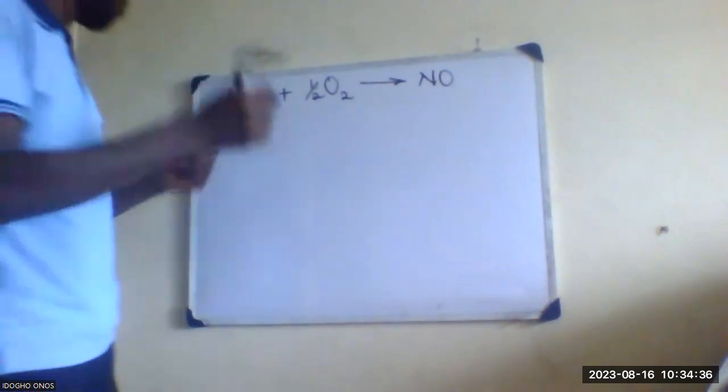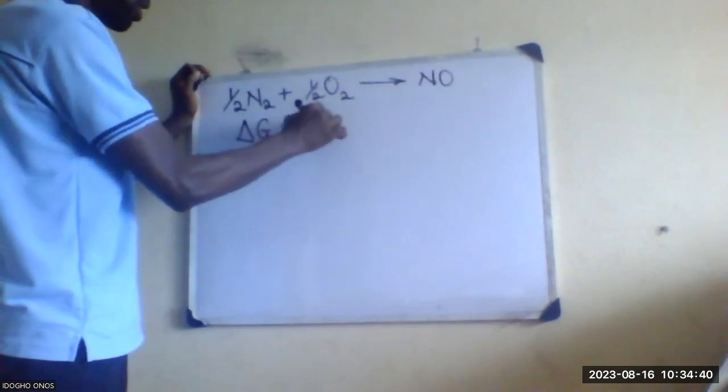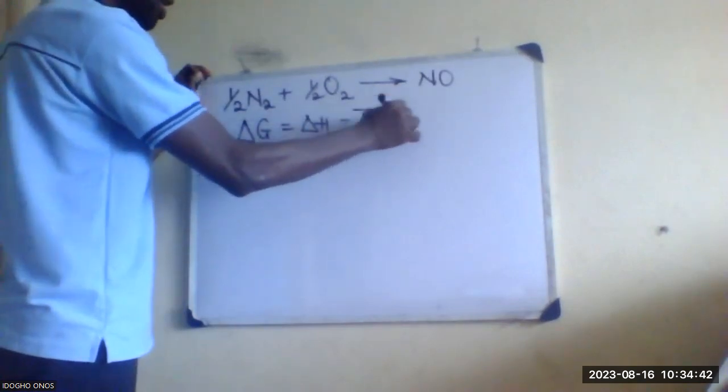Okay, so the first thing to write is your formula. Free energy is equal to delta H minus T delta S, right?